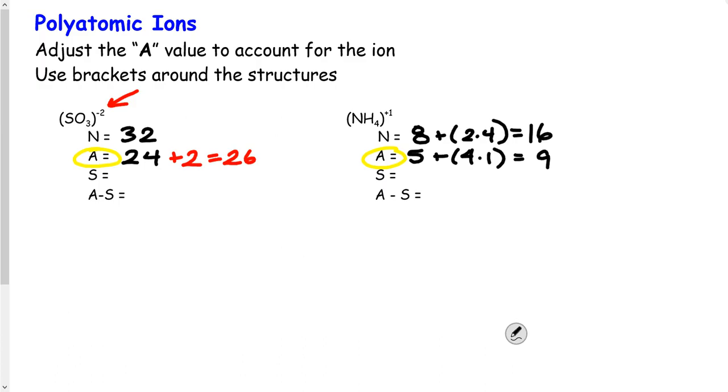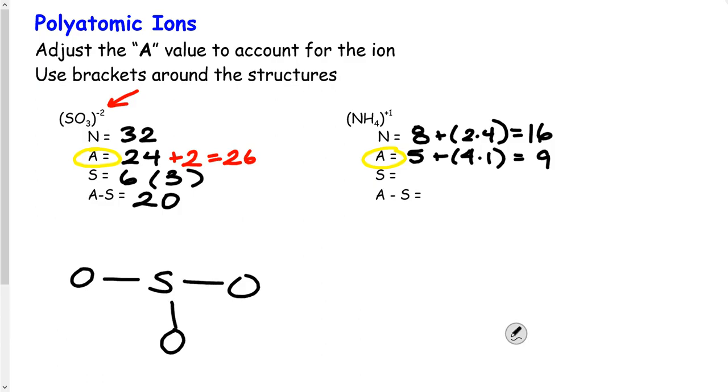So 32 minus 26 will give us 6, which is going to tell us that we have 3 bonds. 26 minus 6 is 20 lone electrons. And then from there we can draw our structure. Sulfur in the middle. Look for symmetry by drawing our 3 oxygens in a symmetrical fashion. 3 bonds. 1, 2, 3.